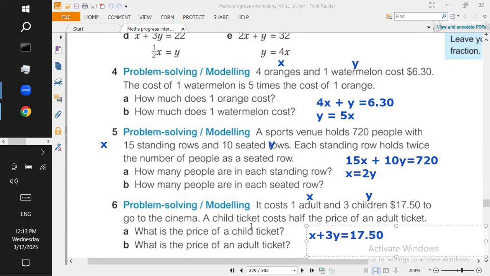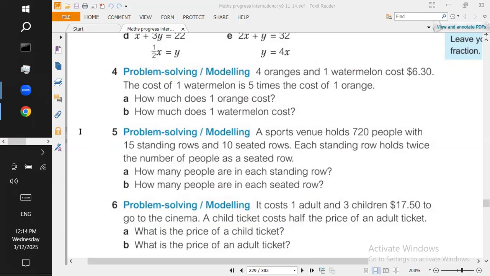A child ticket, which is Y, equals half the price of an adult. So Y equals 0.5x, because the adult is twice the child, or the child is half the price of the adult. Okay, so these are the simultaneous equations that we're going to use to solve the question. You can use the same method that we did in question 3 to solve them. I don't have to do them again because they have the same steps.